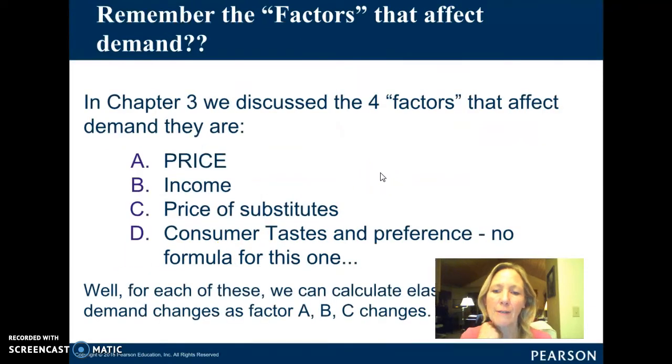So remember the factors that affect demand. We talked about the 4 factors, one of which is price, and that is the most important factor affecting demand. Income: as your income goes up, you buy more normal goods. The price of substitutes affects demand. And then the one you had the discussion question on last week, consumer tastes and preferences, which is totally personal and not really measured from an elasticity standpoint. For each one of these, we can calculate elasticity, how much demand changes if one of these 3 variables changes.